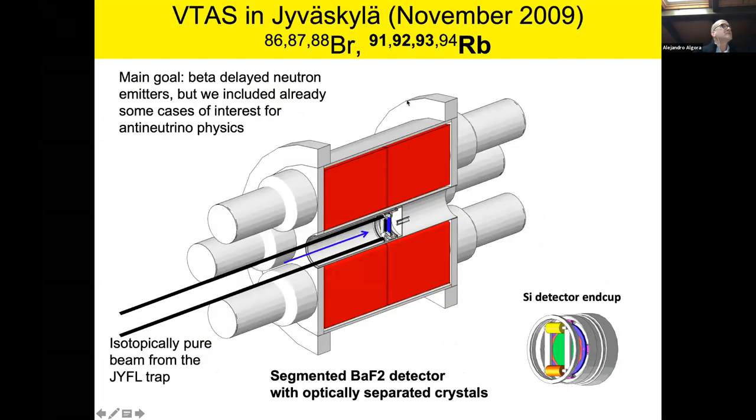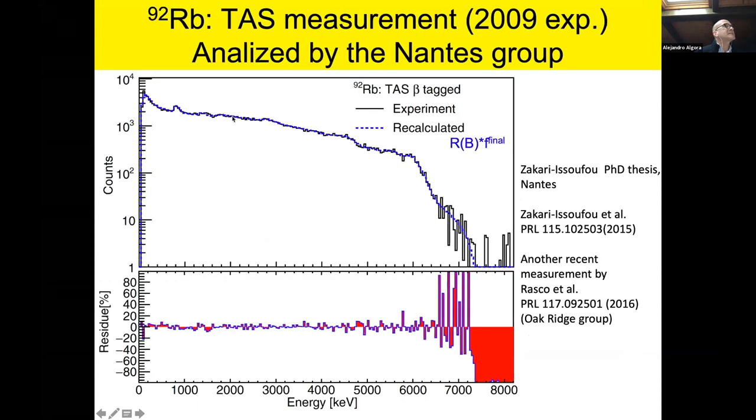In 2009, we did an experiment in Jyväskylä aiming for the measurement of some other cases, not of relevance for this problem, but we already included some rubidium isotopes which are relevant for this problem. In the next slide, you see the analysis of the TAS measurement of 92 rubidium, represented here by the black line, compared with the spectrum that you can reconstruct after the analysis, which means multiplying the response function times the feeding distribution that we obtain after the analysis.